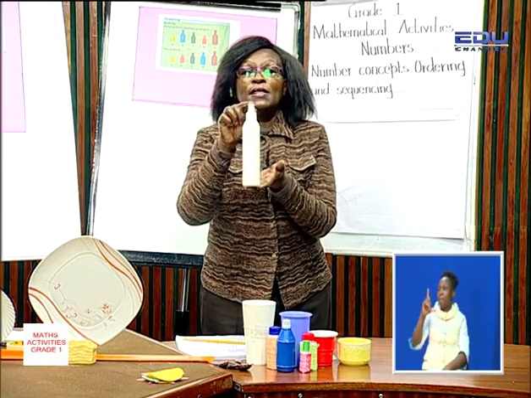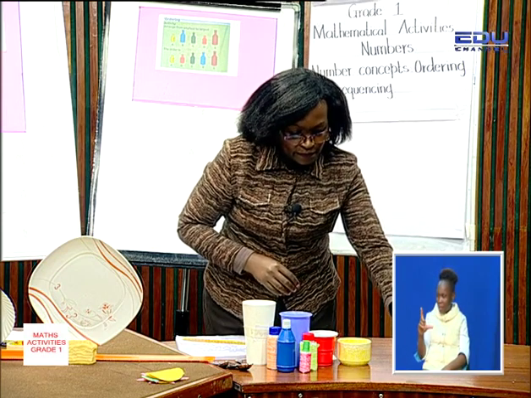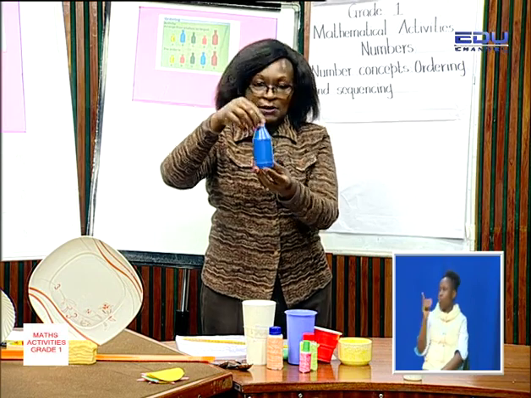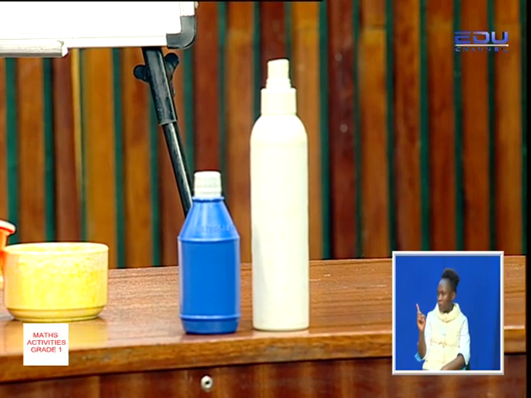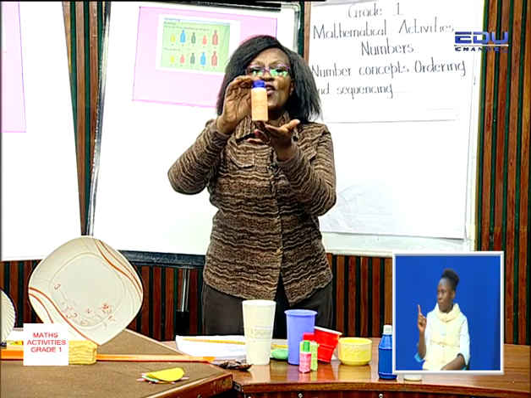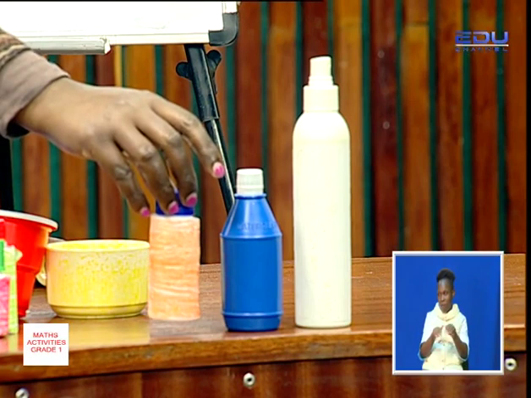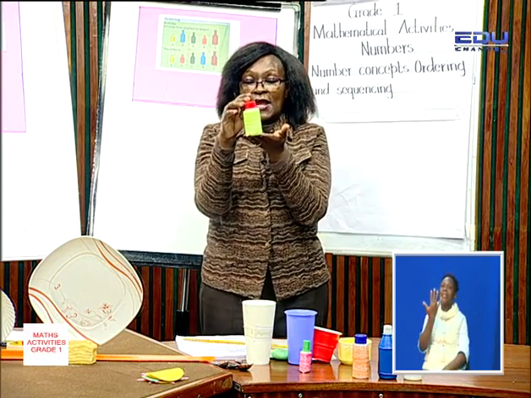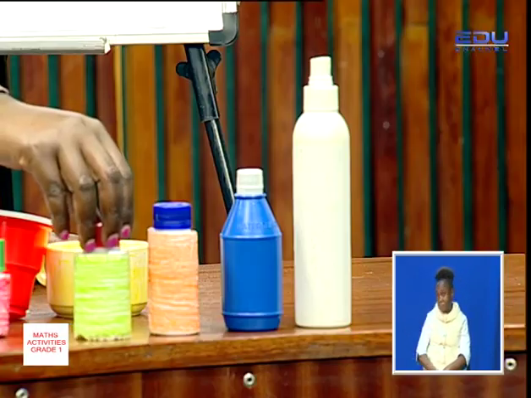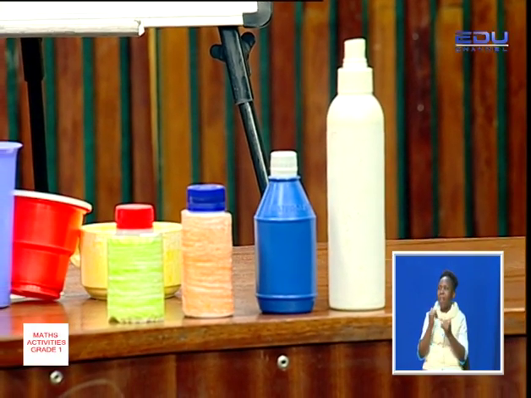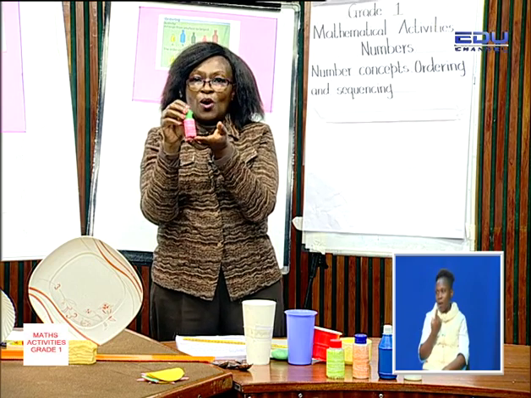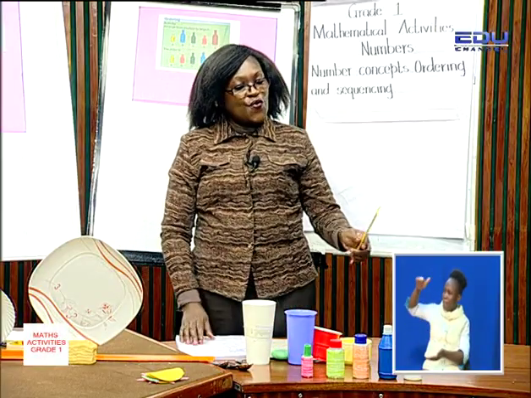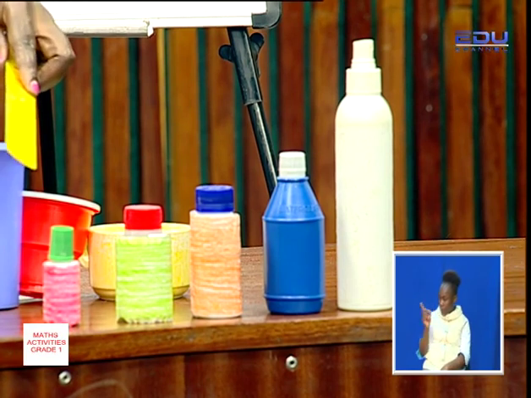So I have the white bottle, which is the largest. The blue bottle follows in size. My orange bottle follows there. I have a green bottle. It will follow. And the red bottle is the smallest bottle, so it comes last. I have ordered my bottles from the largest to the smallest.